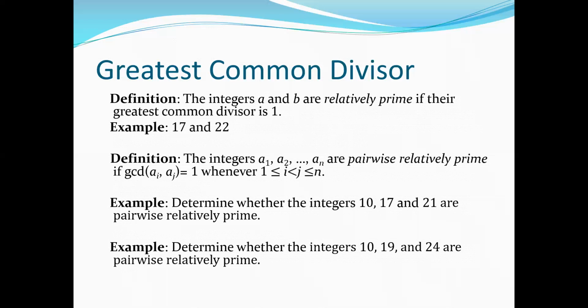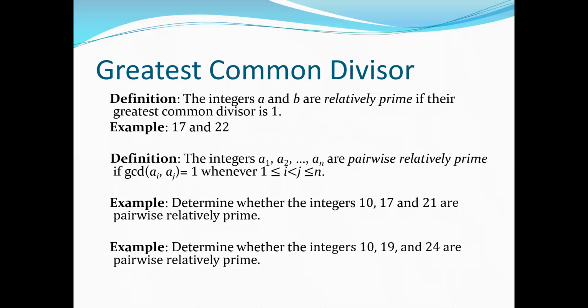If we say pairwise relatively prime, when we pair all of them, 10 and 17, 10 and 21, 17 and 21, each pair will yield a greatest common divisor of 1. So we're going to pair the given numbers: 10 and 17, 17 and 21, 10 and 21. Let's check for 10, 17, and 21.